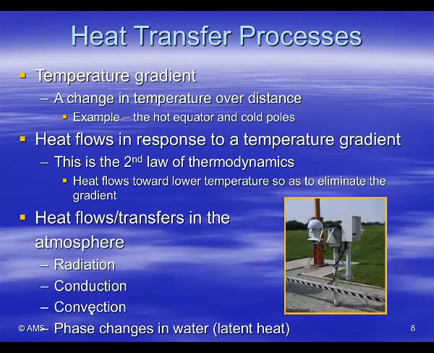A temperature gradient is how temperature changes over distance. So for example, there's a temperature gradient from the hot equator to the cold north and south poles. And heat flows in response to these temperature gradients. So heat flows toward the lower temperature and tries to eliminate the gradient. So if you have a hot item and a cold item and you stick them together, heat will travel from the hot item to the cold item until they're both the same temperature, until they're both warm.